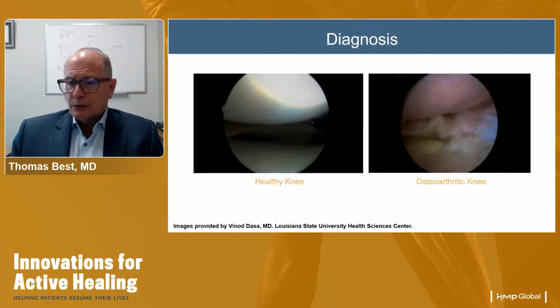Diagnosis of osteoarthritis. Well, on the left-hand side here is an intraoperative finding of a healthy knee. In contrast, on the right side, you can see the so-called osteoarthritic knee. We've got some changes in the subchondral bone. You've got articular cartilage degeneration, probably some degenerative meniscus tearing as well.